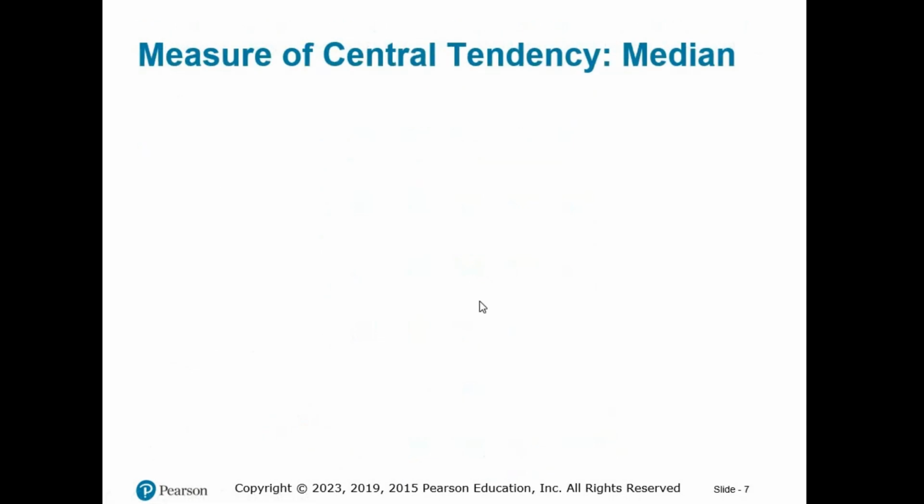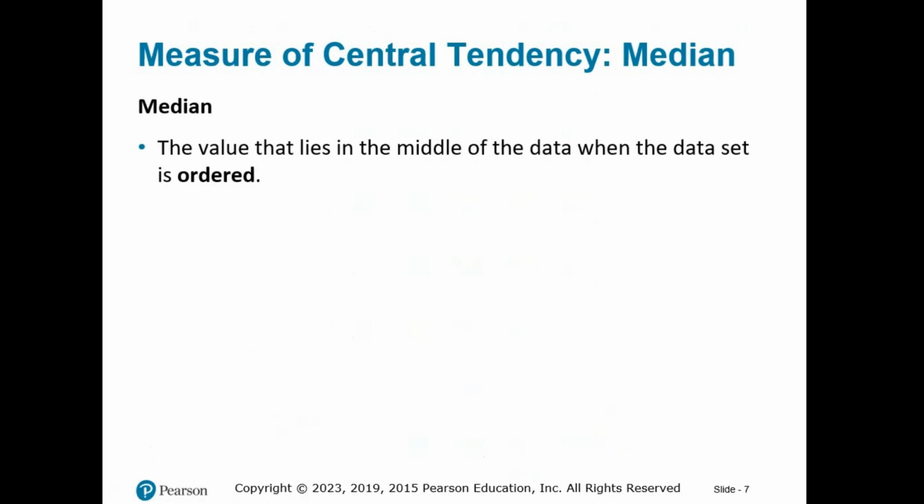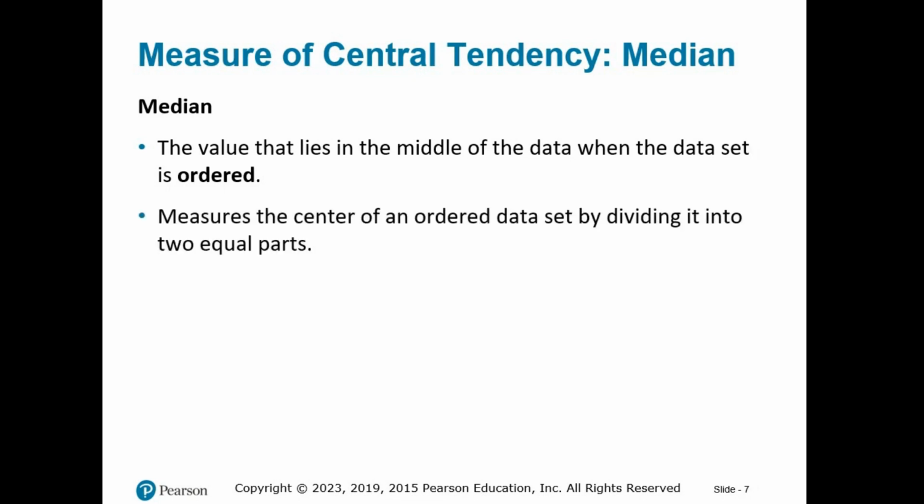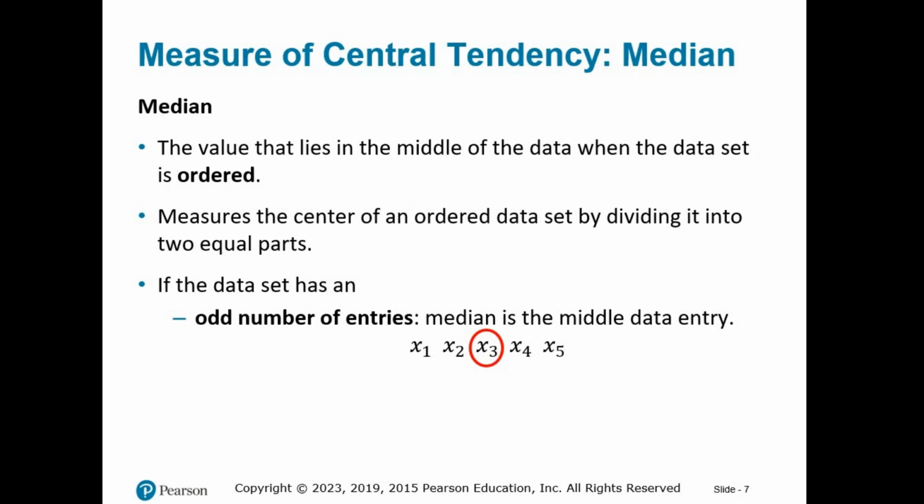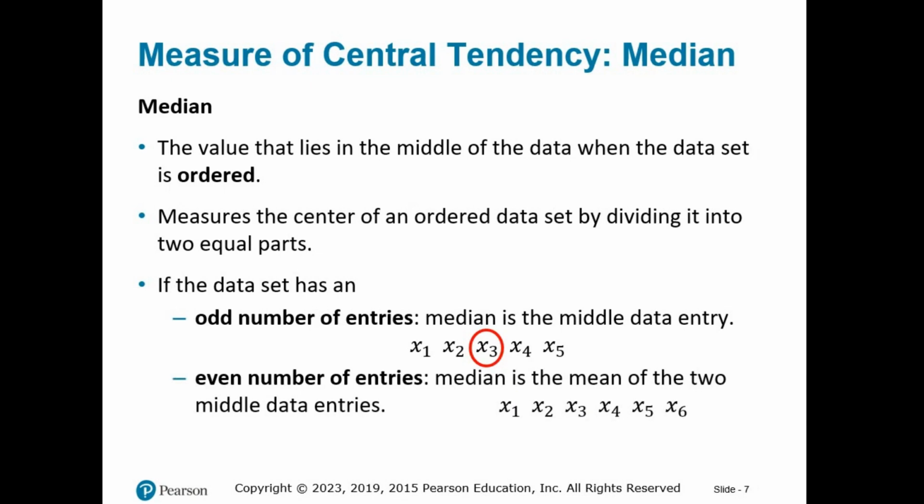The median refers to the value that lies in the middle of the data when the data entries are ordered. Essentially, it measures the center of an ordered set by dividing it into two equal parts. One important note about the median is that it may or may not be an actual entry of the data set. If the data set has an odd number of entries, then the median is the exact middle number of the data set. But if the data set has an even number of entries, then you will need to take the two middle numbers and average them, or find their mean.